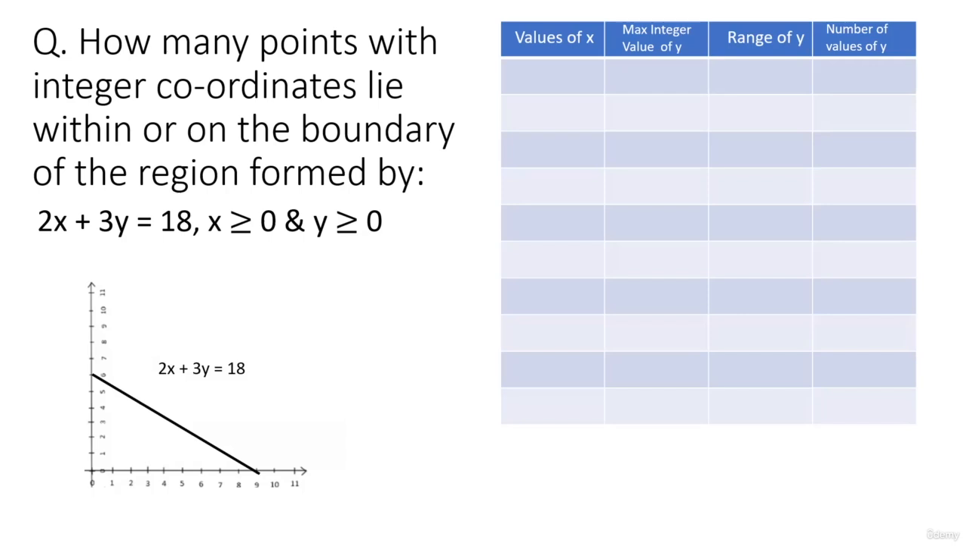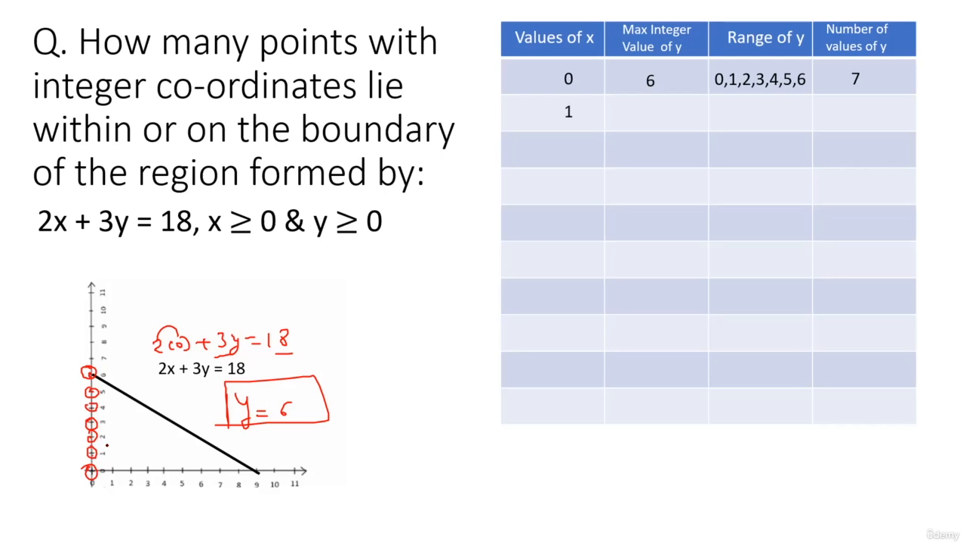Let's take the first value of x, which is 0. When x equals 0, you get 2 into 0 plus 3 into y equals 18. 2 into 0 is 0, so 3y equals 18, or y equals 6. That means the maximum value y can take is 6. But this is the maximum value; there will be more points below this, right? So there will be 6 such points: 1, 2, 3, 4, 5, 6, and the origin makes 7. So y can take 7 values, 0 to 6, when x is equal to 0.